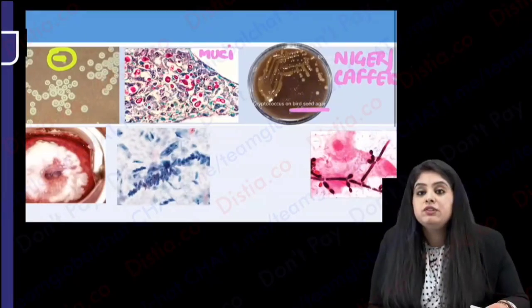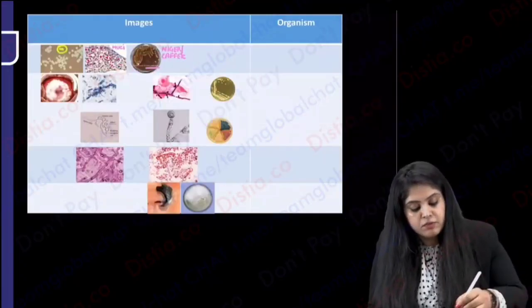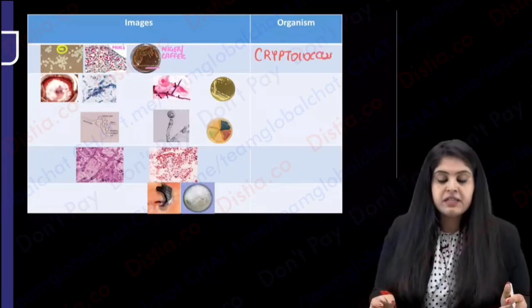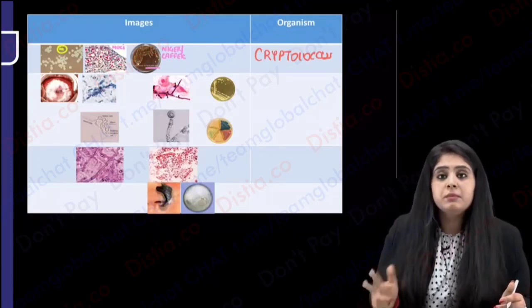So basically all 3 together, what are they telling me? This is a classical case of cryptococcus. Classical case of cryptococcus that you have to know. So we have what all? We have the negative staining, we have the mucicarmine and the bird seed agar.